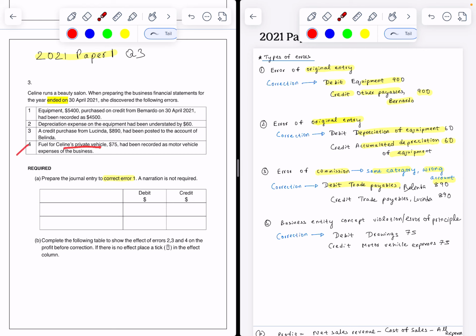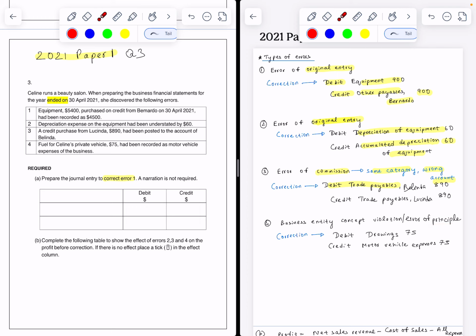Fuel for Celine's private vehicle of $75 had been recorded as motor vehicle expenses for the business. So here we have got a private expenditure of $75, which relates to petrol for Celine's car, but we ended up mistakenly classifying it as a business expense. So this is a violation of the accounting entity concept, which is also known as the business entity concept. And also at the same time, this is a violation of the error of principle because the wrong categories are involved where the private expenditure has been treated wrongly as a business expense. So how do we fix this?